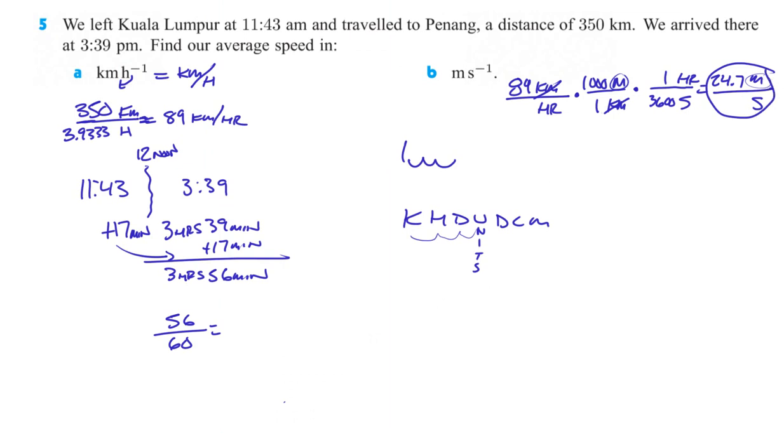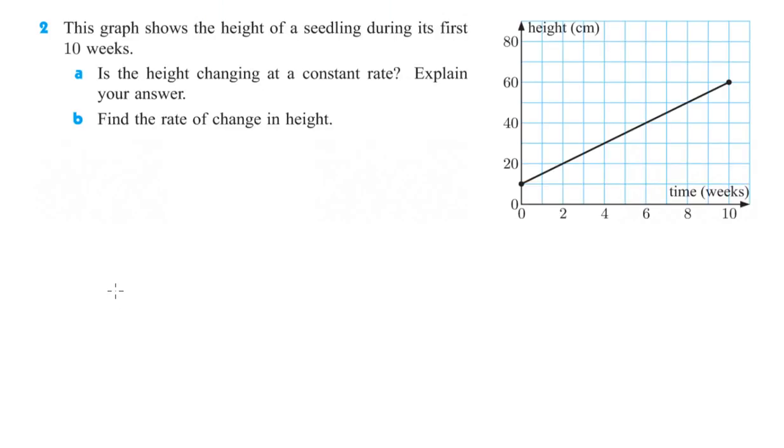Okay. Let's look at the next example, problem number 2. This graph shows the height of a seedling during its first 10 weeks. Is the height changing at a constant rate? Explain your answer. Yeah, it's growing over time. It's a nice straight line. That's what makes it a constant rate. So the graph is a straight line. If it was curving, or zigzaggy, it would be changing at a different rate. Okay. Find the rate of change in height.